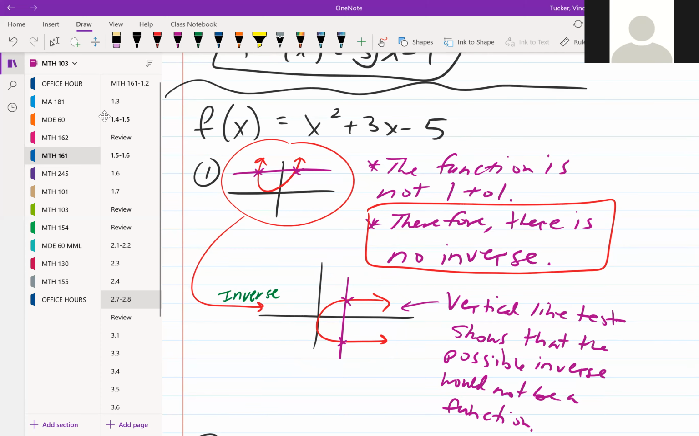Mr. Tucker, I just wanted to verify it's okay. So we would just plug this equation into the calculator and see the graph. Like we're not going to have to show the graph portion of this, right? Right, that's fine. Okay.